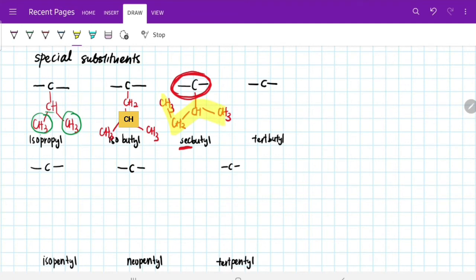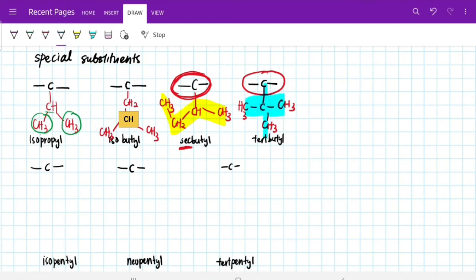Let me highlight it. The last one is tertiary butyl. Tertiary butyl means your parent chain is attached to the tertiary carbon of your substituent. This one looks like this: CH3, CH3, and CH3. So that is your tertiary butyl. If I highlight it, it will look like this. It looks like a T shape.